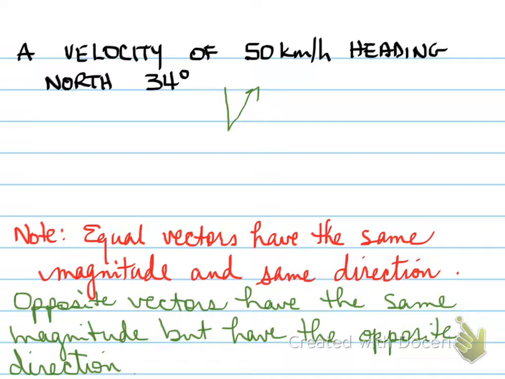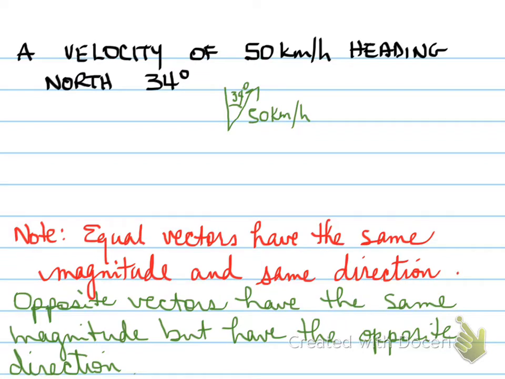And a velocity of 50 kilometers per hour heading north 34 degrees. So from north, it's 34 degrees, and a heading is very similar to a bearing. In fact, it's exactly like a bearing, and it's measured in a clockwise direction from north. So we have 34 degrees from north, heading northerly 34 degrees, and it's traveling at 50 kilometers per hour. And folks, that's the end of this particular lesson. It's just a geometrical representation.